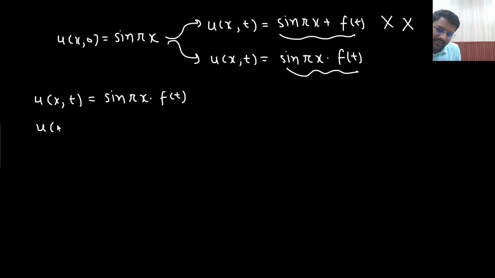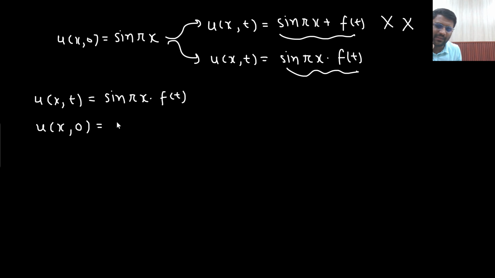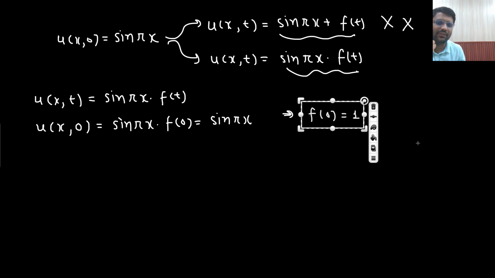Now here, what are all the initial conditions given? That in place of t if you put 0, then you are getting sin pi x. This is what they have given. It is coming out to be equal to sin pi x only. So from here what you can conclude is that f of 0 is given as 1. This is the first thing that we can conclude, that f of 0 is given as 1.